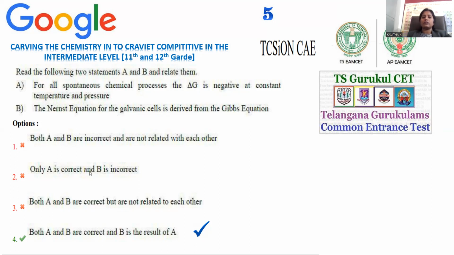It is the part of electrochemistry, physical chemistry question. For all the spontaneous chemical process, delta G is negative at constant temperature and pressure. Okay. When a spontaneous process is considered, spontaneous means the reaction which is feasible without any involvement of external conditions. Spontaneity.